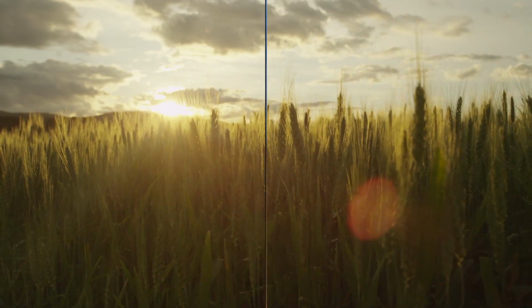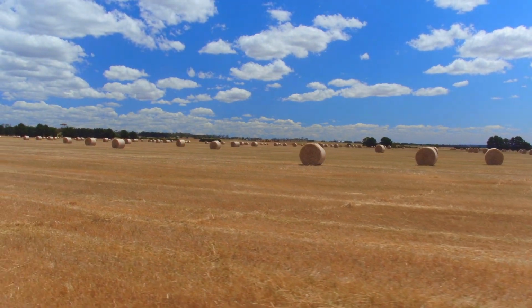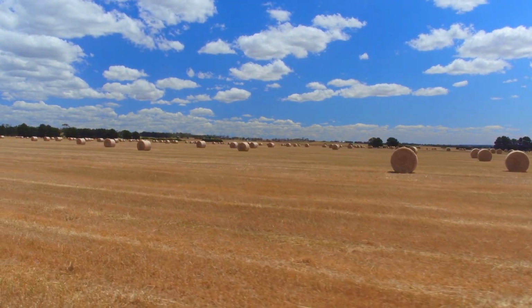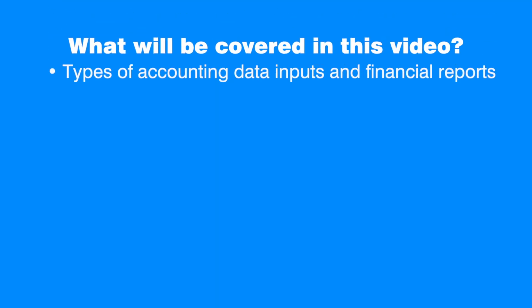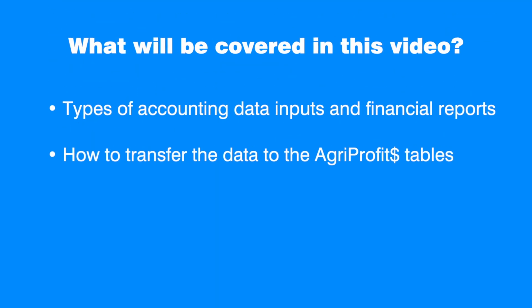This video explains how to transfer financial information from accounting reports to the AgriProfit's data input tables. In particular, it explains what types of information are typically captured by accounting software, types of generated reports, and how to transfer the accounting information to the AgriProfit's data tables.